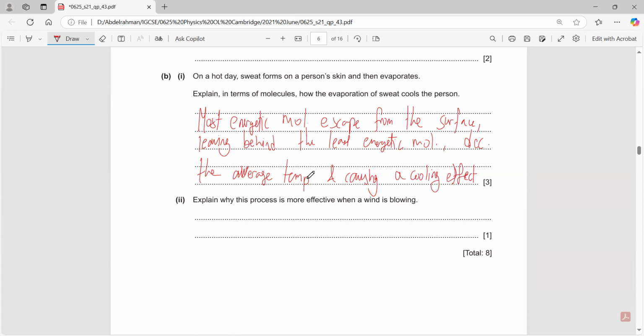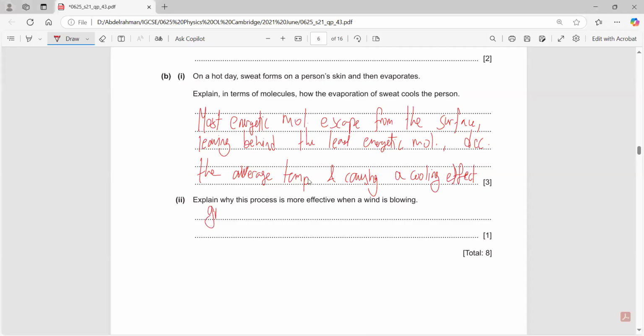Explain why this process is more affected when a wind is blowing. Why do we feel a lot more of this cooling effect when the wind is blowing? What does the wind do? It carries more molecules from the surface. Okay, it causes a greater rate of evaporation.